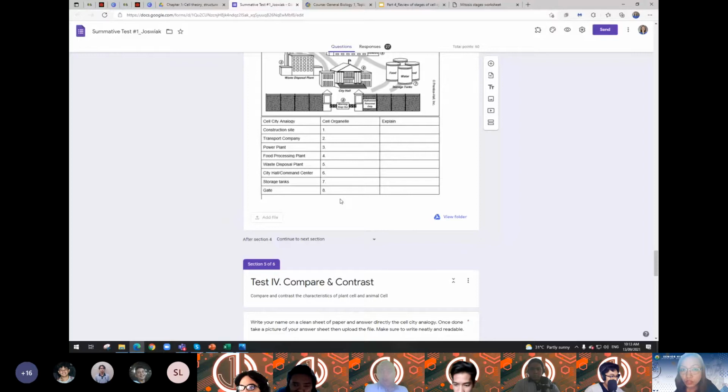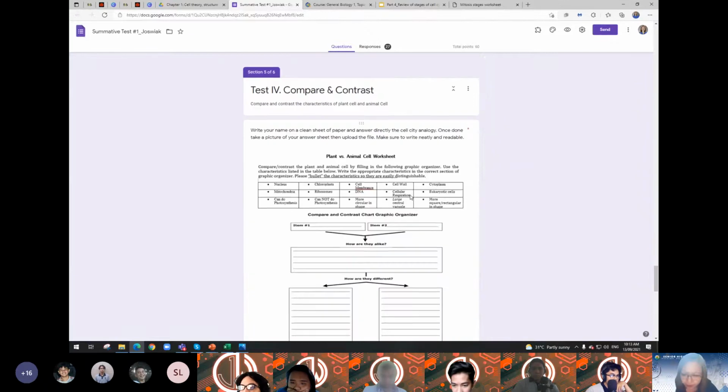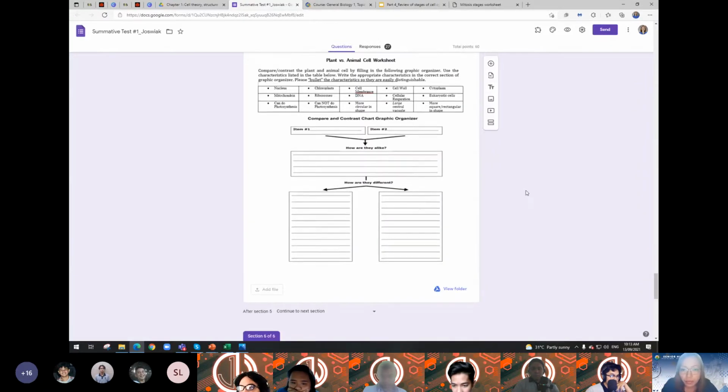But for those who answered cell wall or cell membrane, I did consider. But the best answer for this one is cell membrane. I hope that is clear.